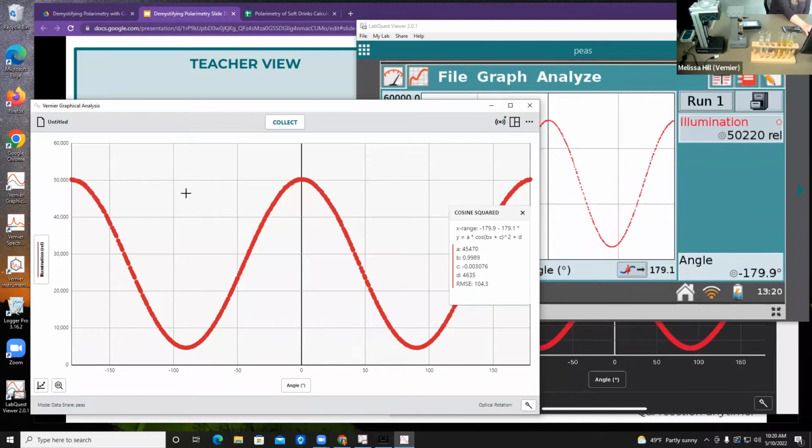So how's everyone doing with that? You all have the data on your own computers. You're able to analyze it yourselves. Any questions about any of that?